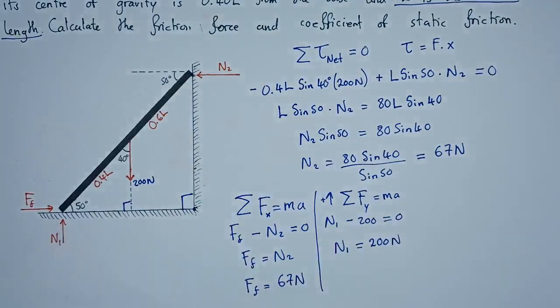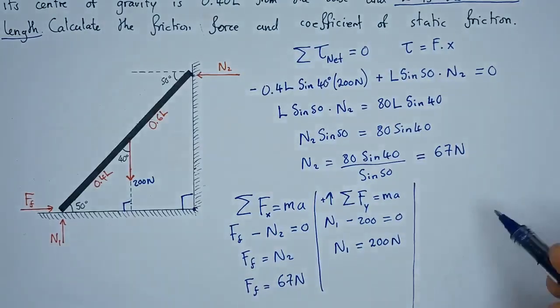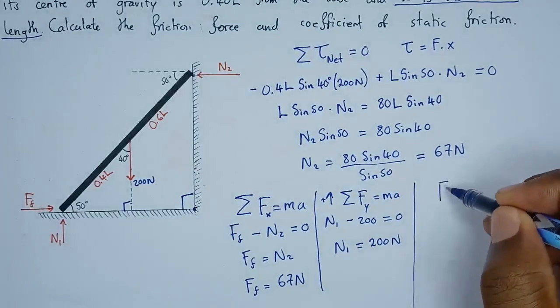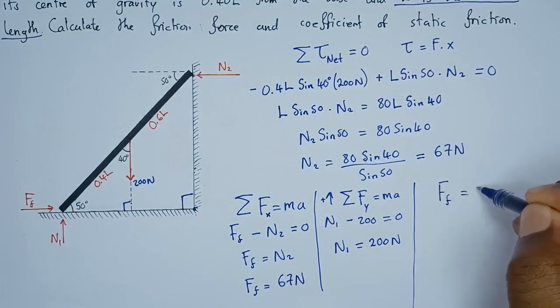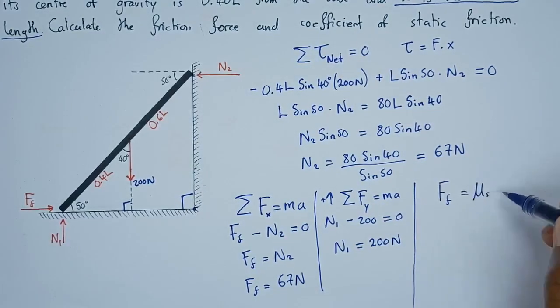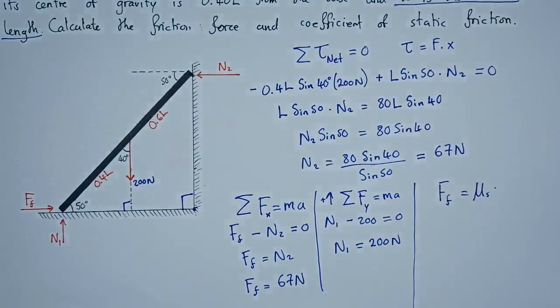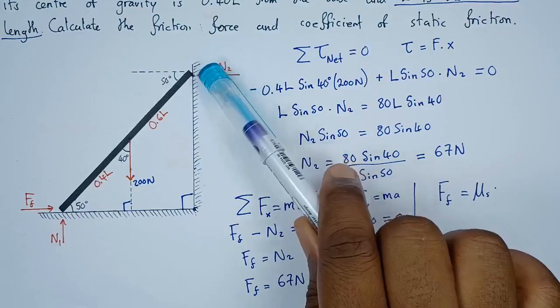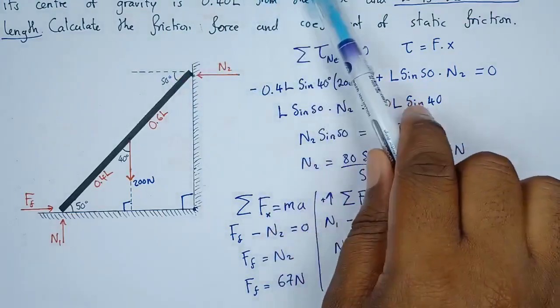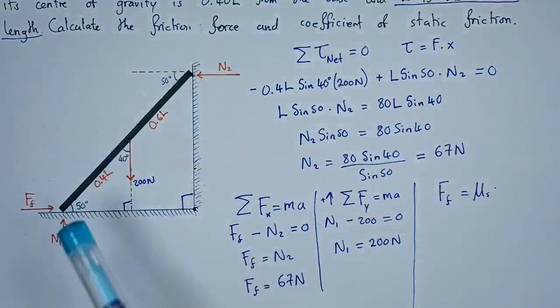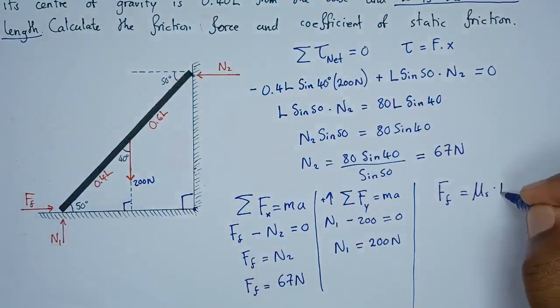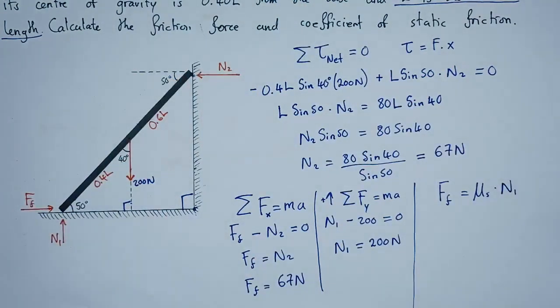The second question says, find the coefficient of static friction. Now, we know first of all that friction force is equals to the coefficient of static friction multiplied by the normal force. Now the question is which normal force? We can't use this normal force because on this normal force there was friction. So of course we're going to use this normal force here, multiplied by N1 like that.